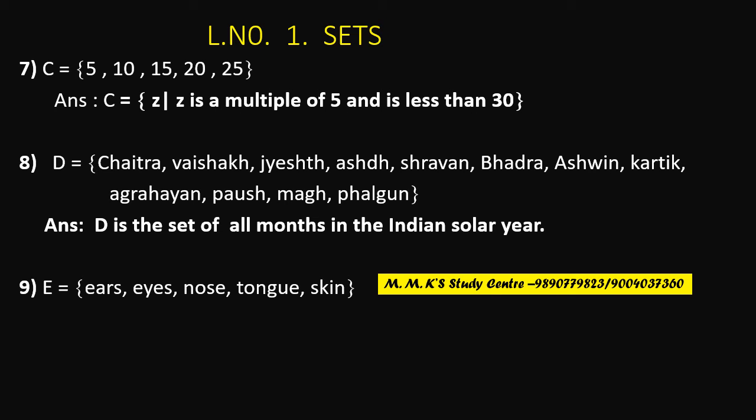E is a set of ears, eyes, nose, tongue and skin. Yes, it is the names of the sensory organs. So let us see how to write the answer. E is a set of human sensory organs.